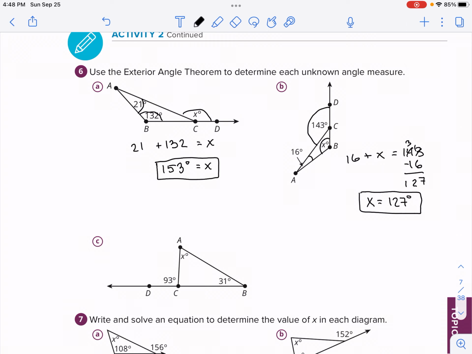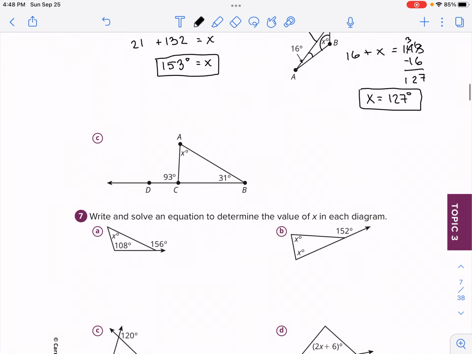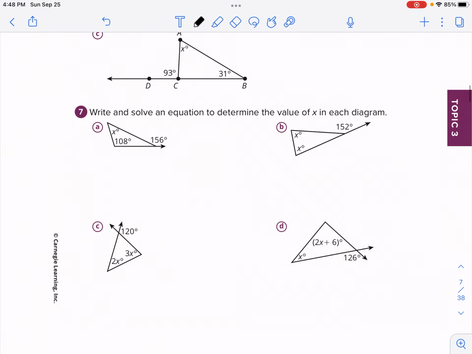Okay. These other ones get a little bit more complex, but I'm going to go over one problem, and I'll leave the rest for you. I'm going to go over number 7C. So we have this angle is equal to this remote angle. In this case, we have multiple variables. We have 2x plus 3x is equal to 120. 2x plus 3x is equal to 5x. And this is equal to 120.